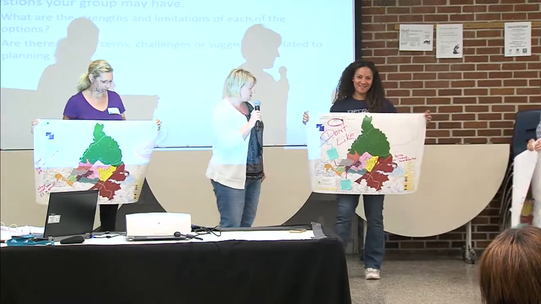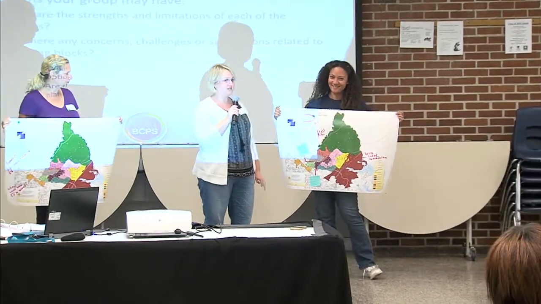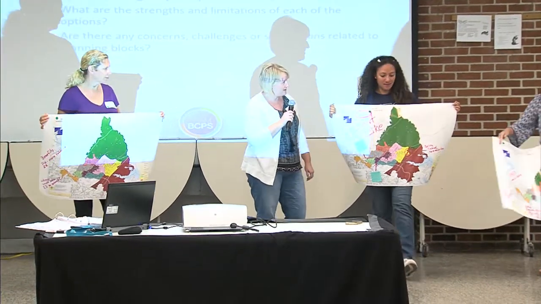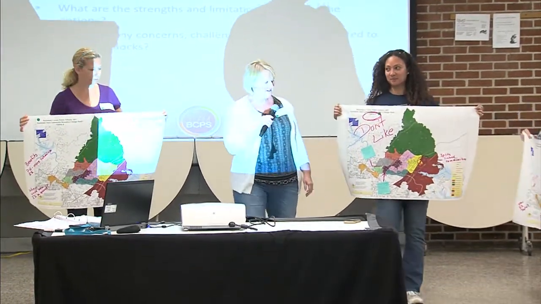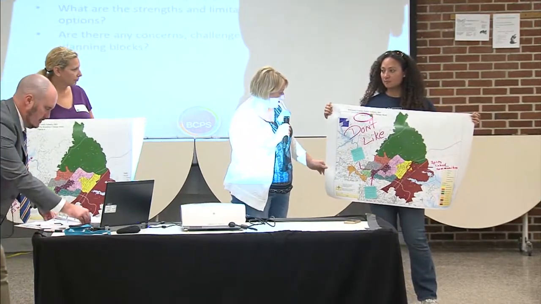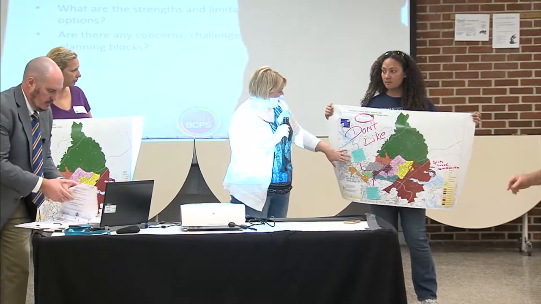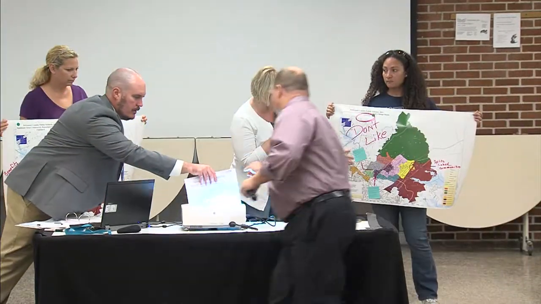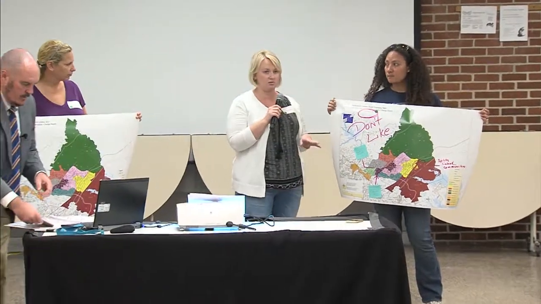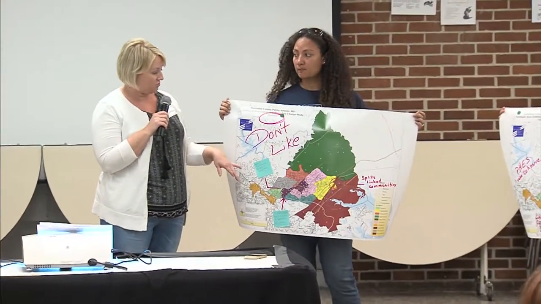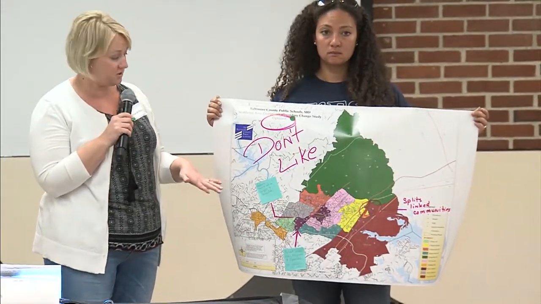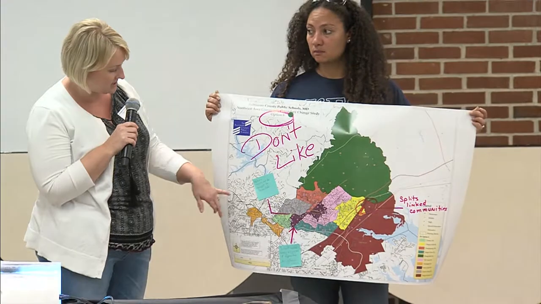Okay, so we're starting with option 6. This was the one that we did not like. As you can see, someone wrote very big, don't like. The reasons we didn't like this one as much: first of all, taking the walkers that currently go to Kearney and switching them to Seven Oaks, where they would have to be bused. Right now, they can basically just look out their windows and see the school, so we thought that didn't really make a lot of sense.